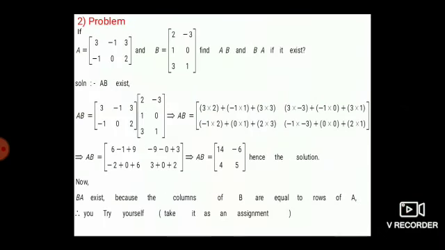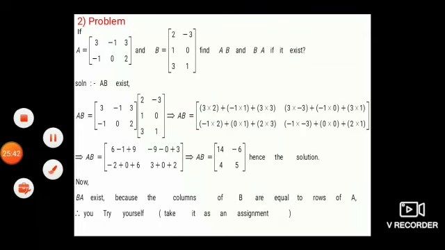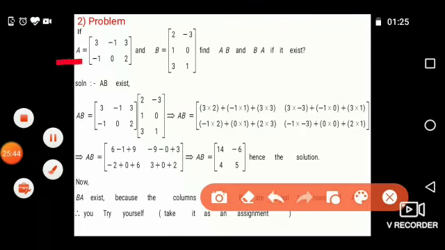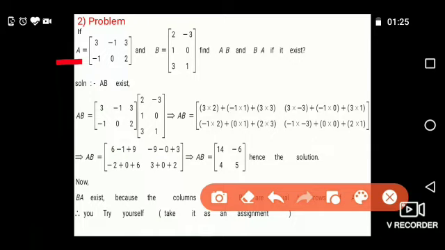Let me take one more example. Matrix A is equal to: first row elements are 3, minus 1, 3. Second row elements are minus 1, 0, 2. And matrix B is equal to: first row 2, minus 3. Second row elements are 1, 0. Third row elements are 3, 1. Find AB and BA if they exist.